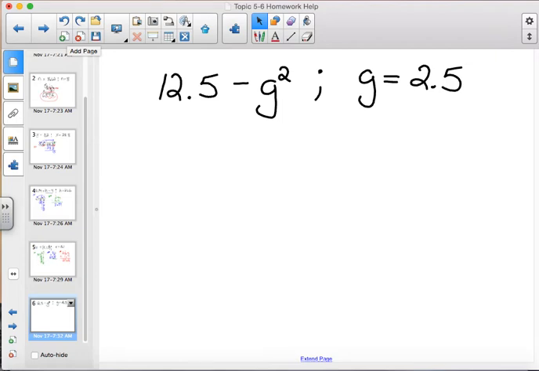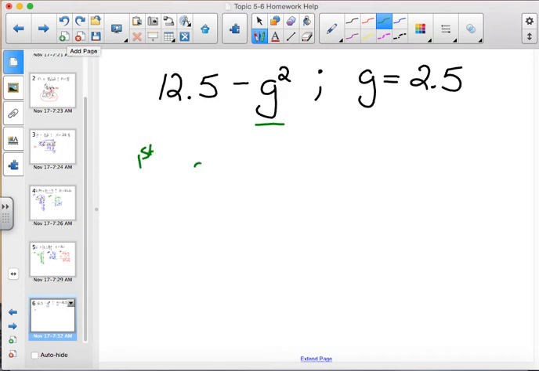Okay, here we go. Let's check out our answer. Now this again is a two-step problem. We look for parentheses, there are none. We look for exponents, and we do have some exponents. We have g to the second power, so our first step will be 2 and 5/10 to the second power, which would be 2 and 5/10 times itself.